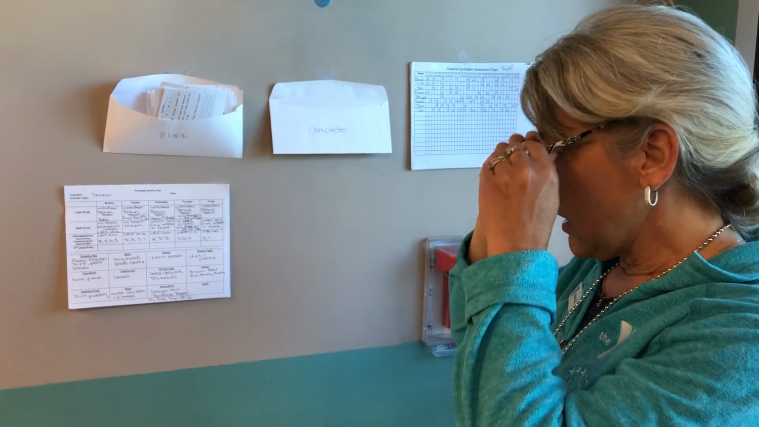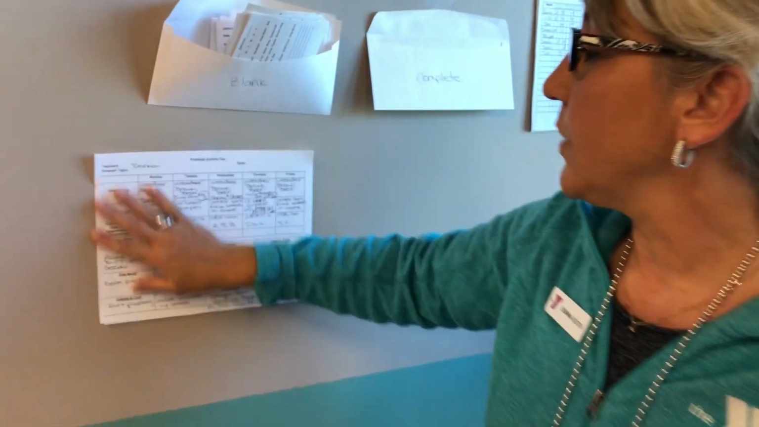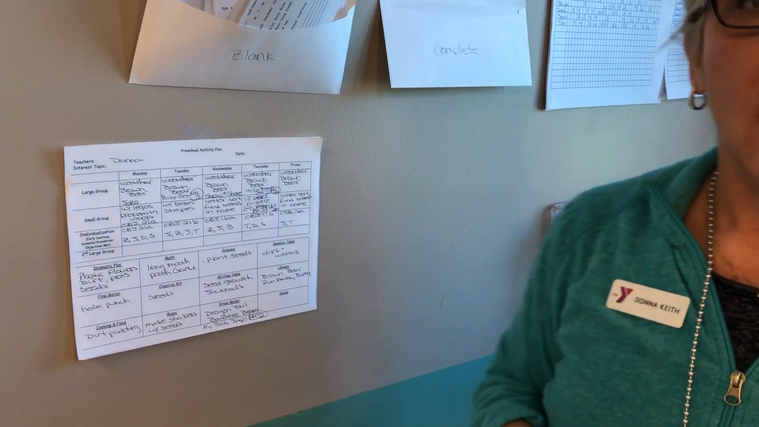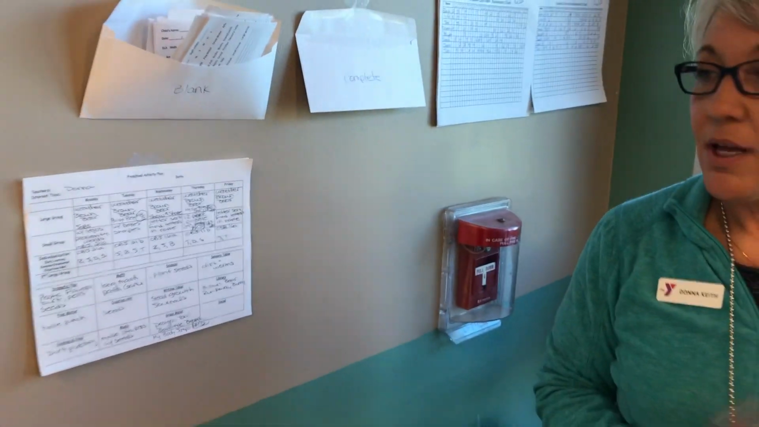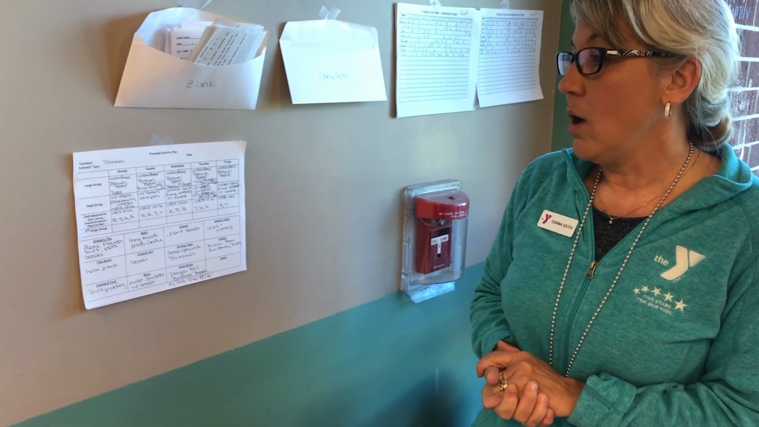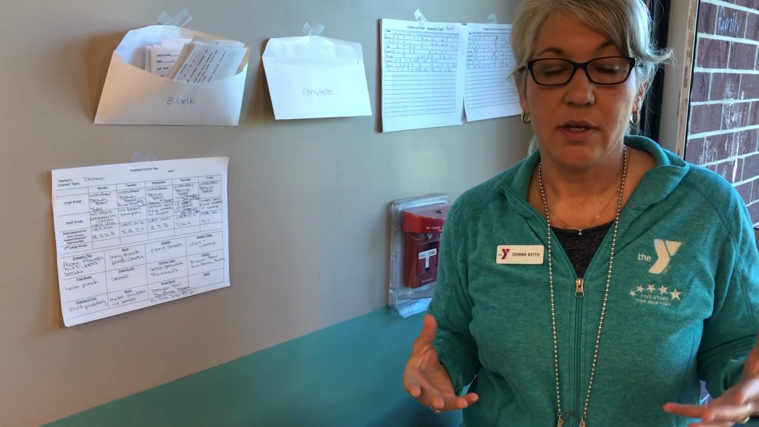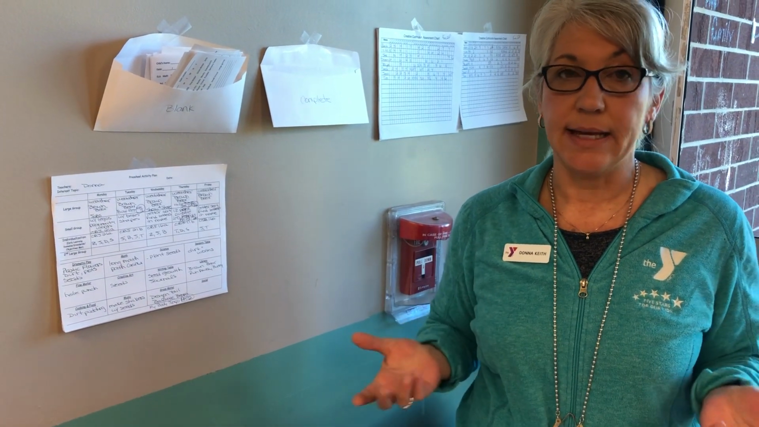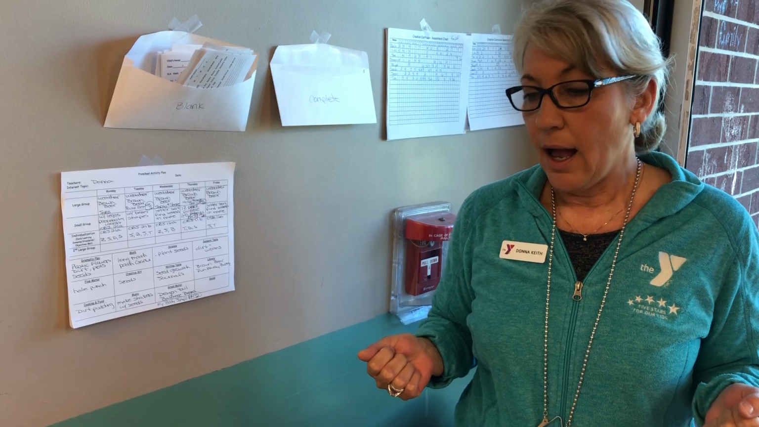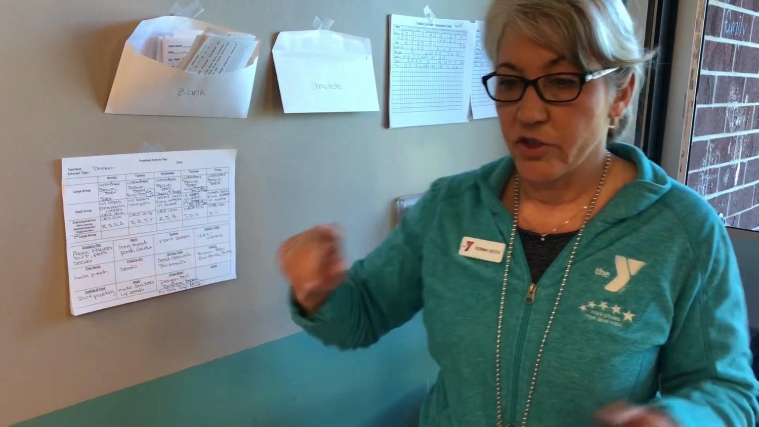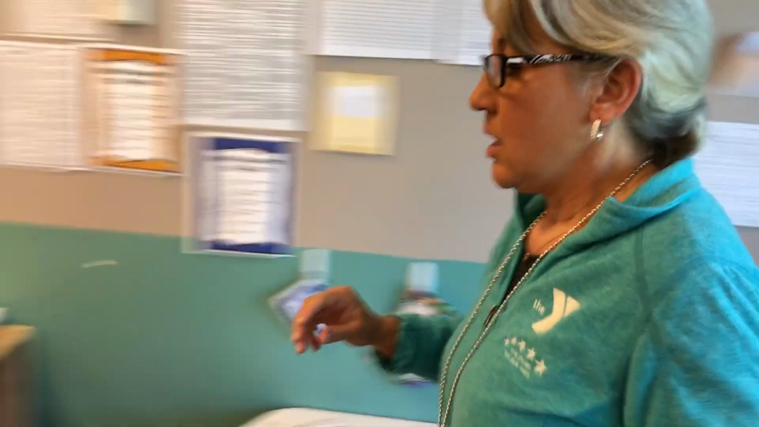So now let's look at this lesson plan a little bit. Here's a preschool lesson plan. First, understand that we use the Creative Curriculum, and we assess children on objectives. Objectives are basically the 36 things that we should be teaching children. Let me show you real quick.